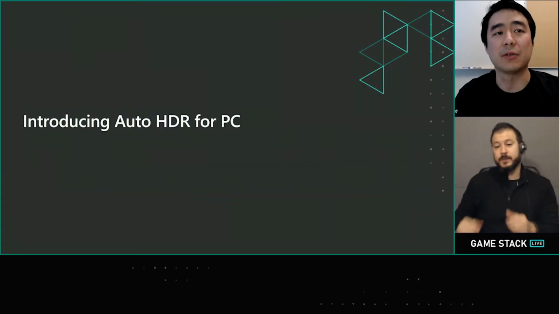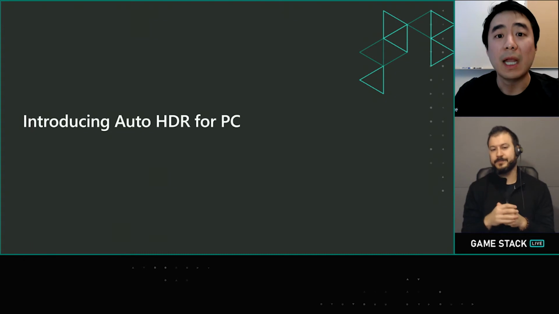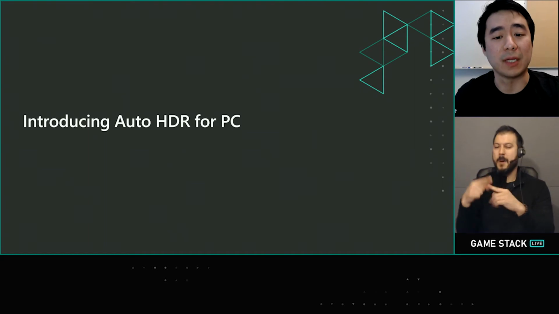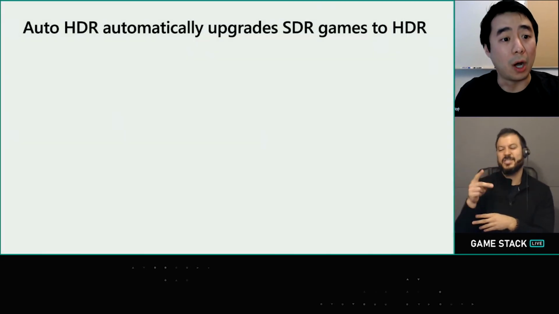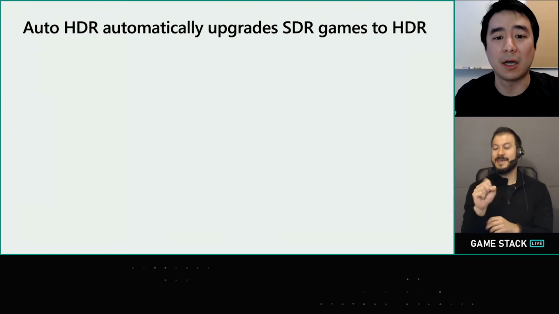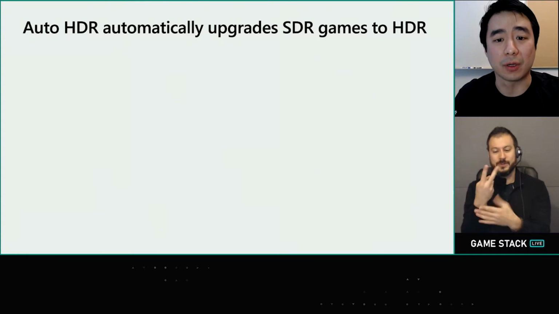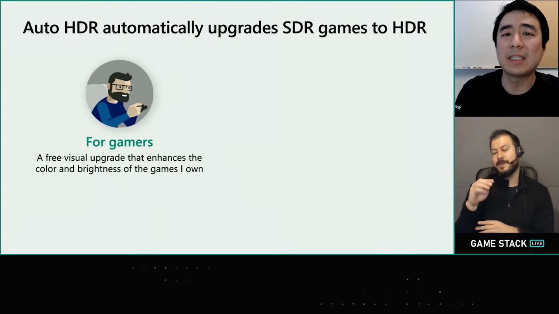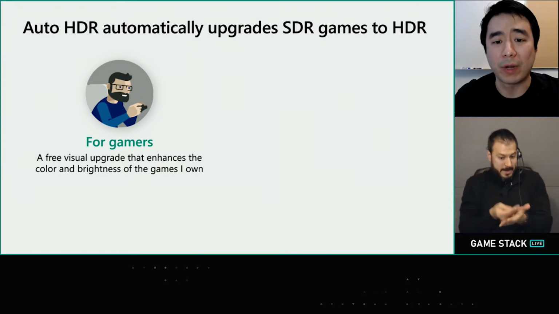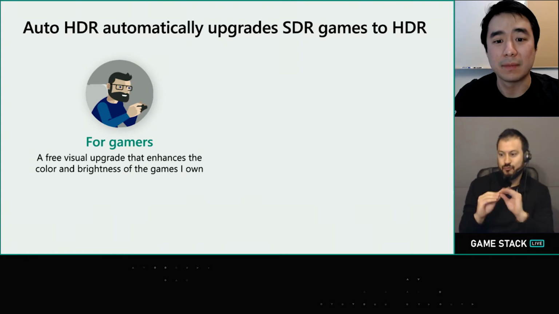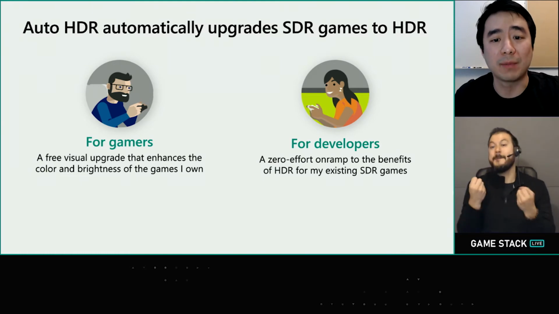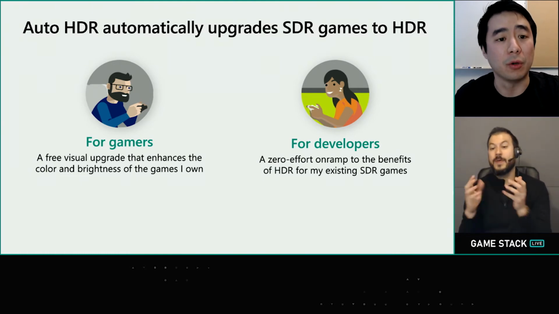All right, now on to our final topic for the session, Auto HDR. Everything I've talked about up until now has been building native HDR implementations into your game. Auto HDR, on the other hand, takes an existing unmodified SDR game and enhances its colors to use both HDR brightness and HDR color gamut. For gamers, this is an awesome free visual upgrade. I've already purchased my game, and now suddenly it looks more rich and more vivid on my HDR display. And for game devs, you get many of the benefits of HDR on your already shipped games without needing any modifications to your code or your art assets.